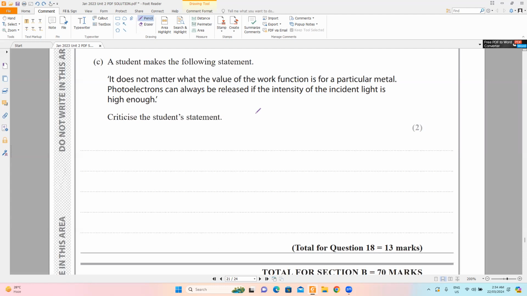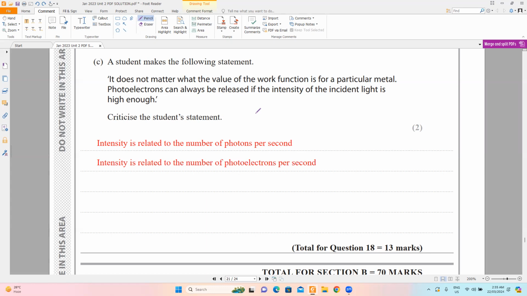what is intensity? Intensity is the amount of photons arriving each second. So intensity is related to the number of photons arriving per second. And when it comes to photoelectric effect, each photon interacts with each electron. So the intensity also determines the number of photoelectrons that will be released. So intensity is related to the number of photoelectrons per second. But the energy of the photons does not depend on the intensity.